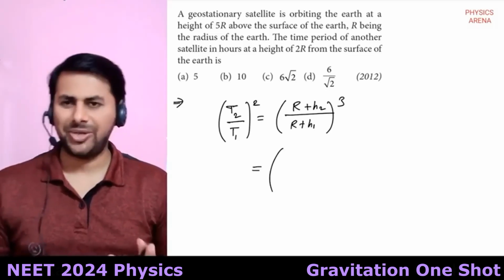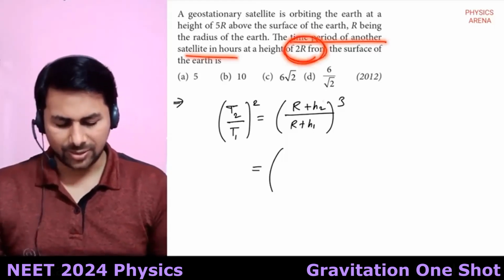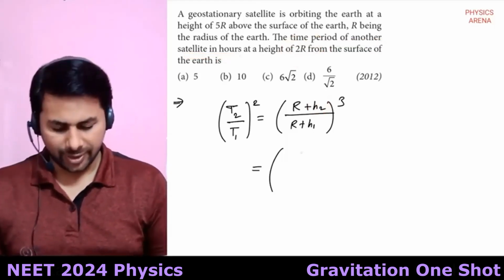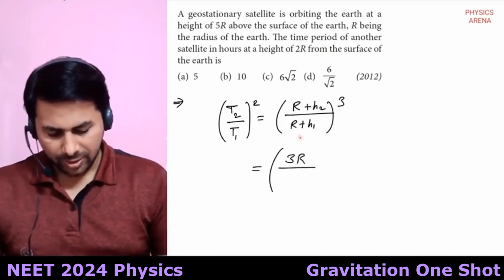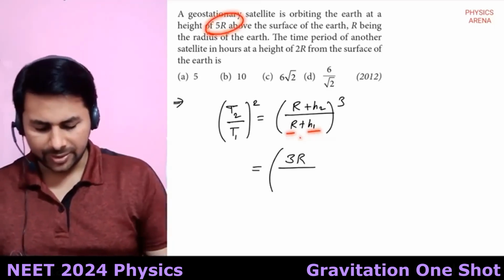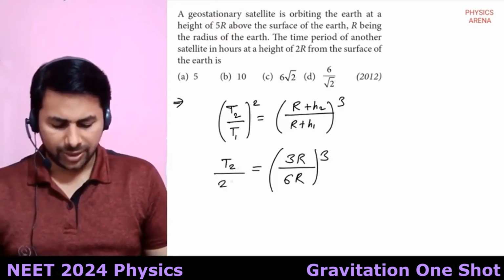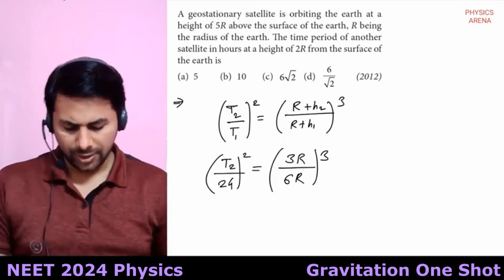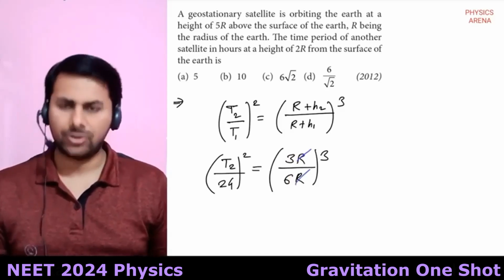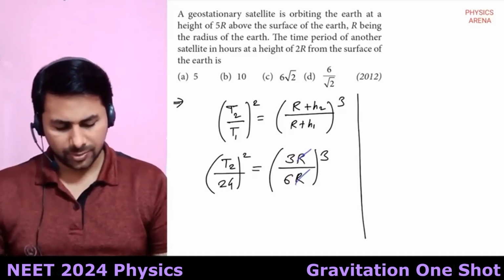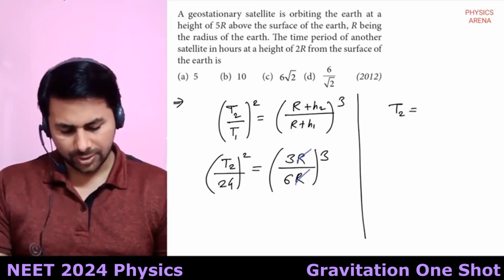Which one do we need to find? The time period of another satellite which is at height 2R. Let's keep H2 equal to 2R. So this will become 3R, R plus 2R, divided by R plus H1. H1 is 5R, so this is 6R, and you have the cube of that. T1 is 24 hours. So you have 1 by 2 again. So it's the same as the last one. (1/2)³, 1 by 8.